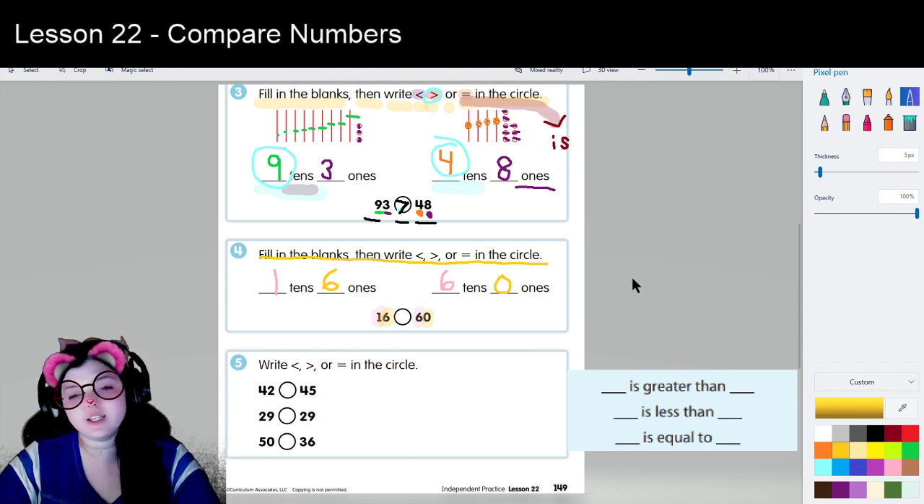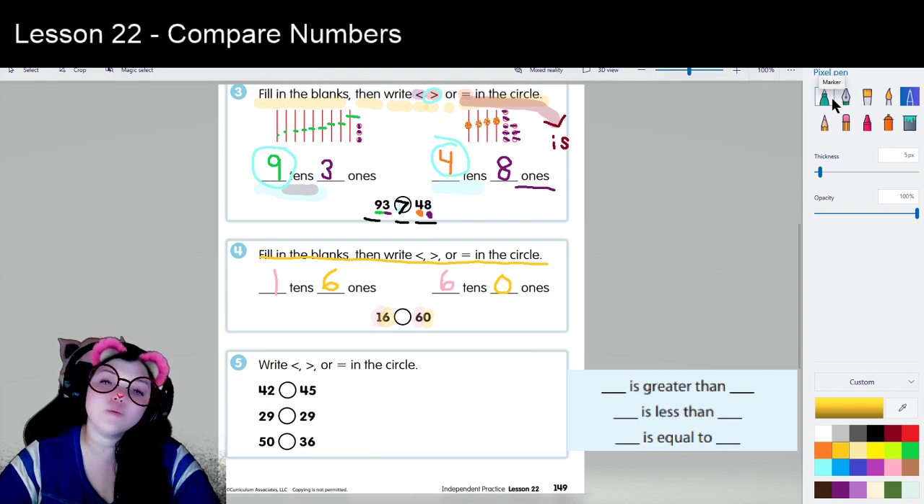Now which number is bigger? 16 or 60? Which number are you going to look at first? Your tens place or your ones place? Which number is bigger?